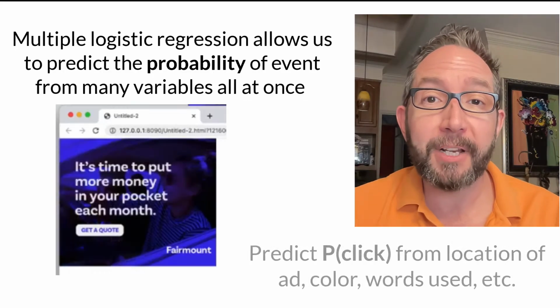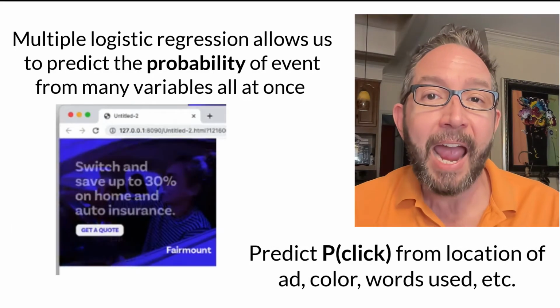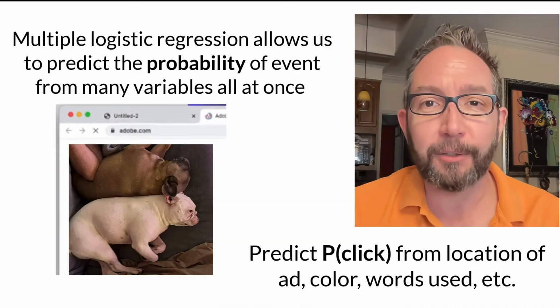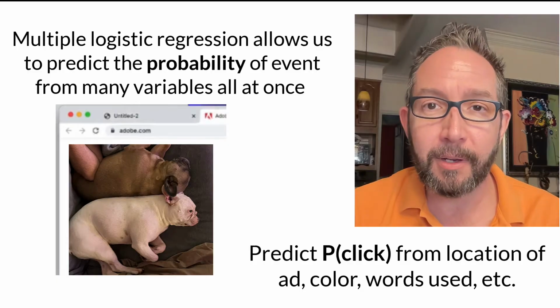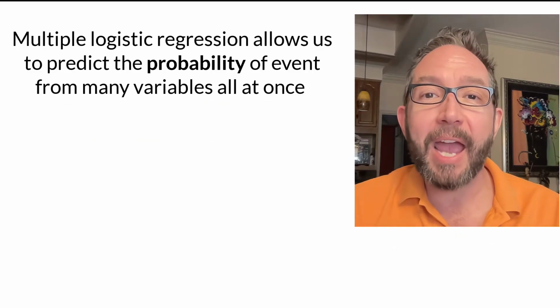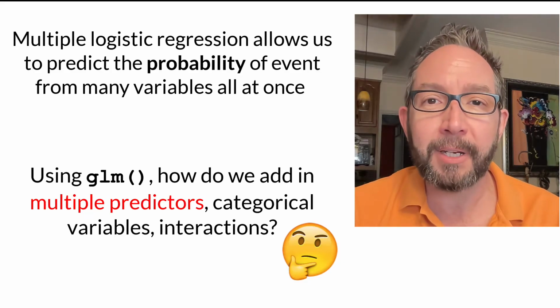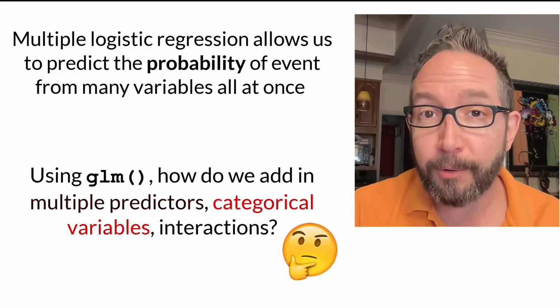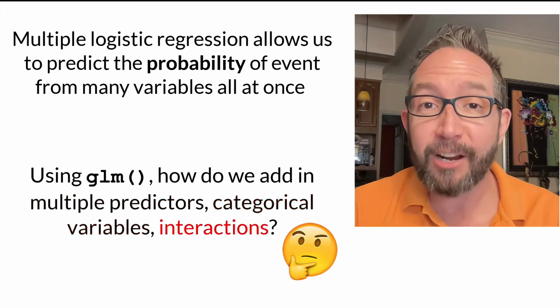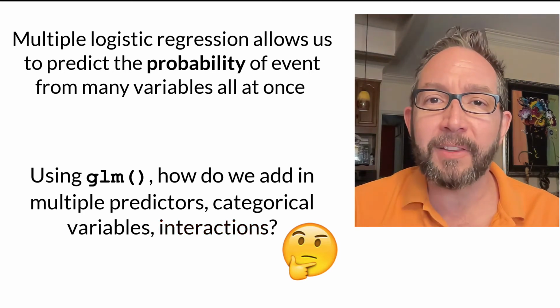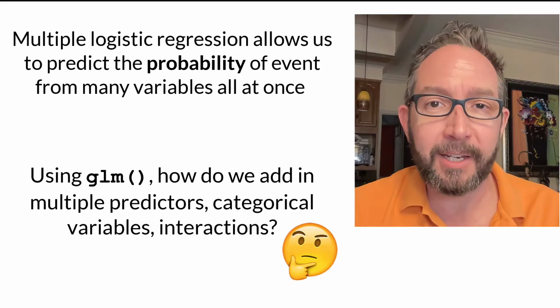Or we might try to predict the probability that someone clicks on an ad based on the location of the ad on the website, the color of the ad, the words that are used. So what we'll discuss is how we add in multiple predictors when we're trying to develop a model that predicts a probability, how we incorporate categorical variables, how we incorporate interaction variables, and so on. And I'd like to do this in the context of a real-world example taken from the travel industry.